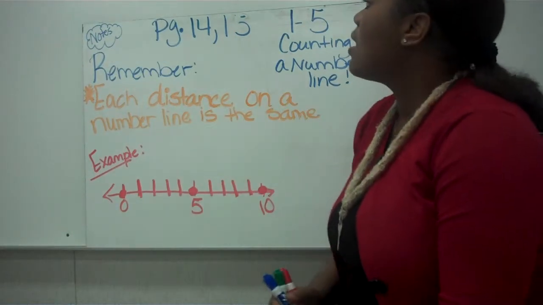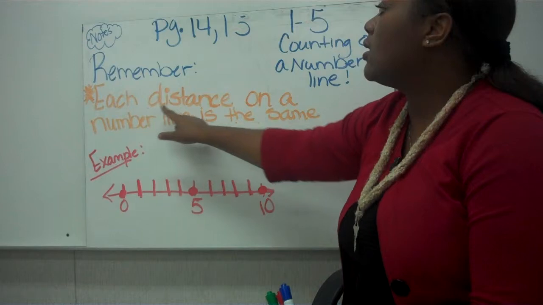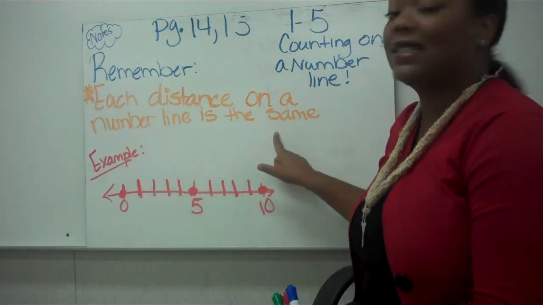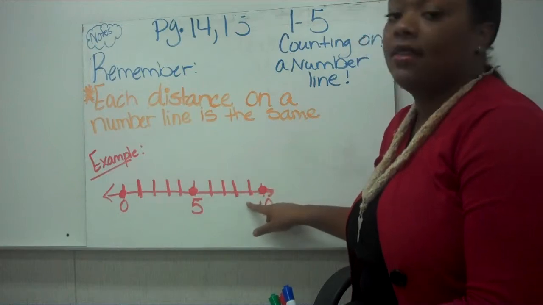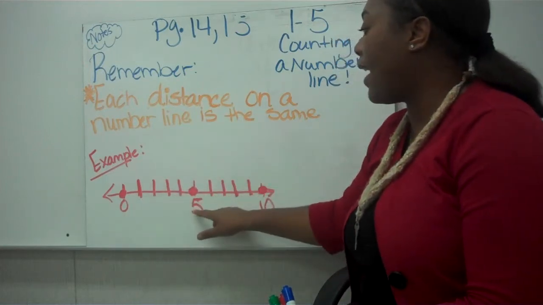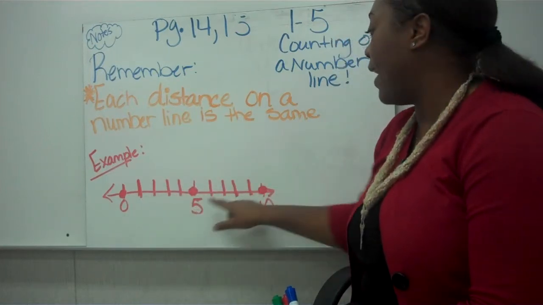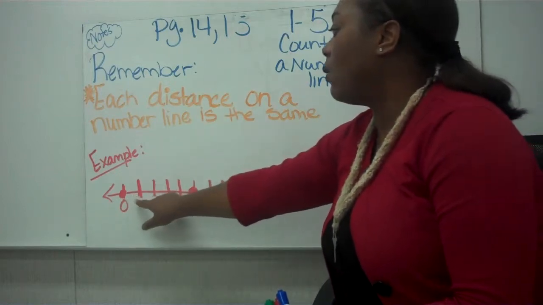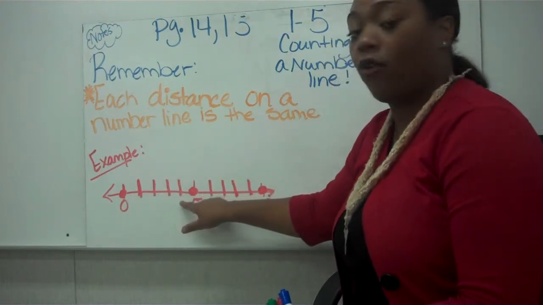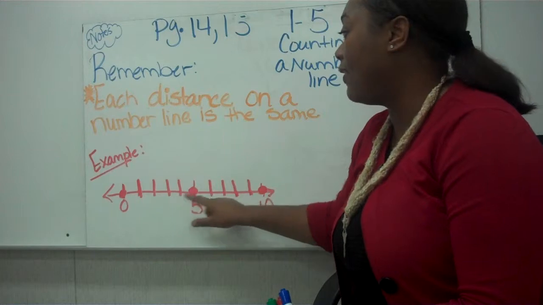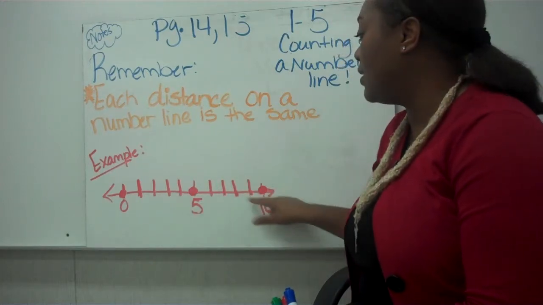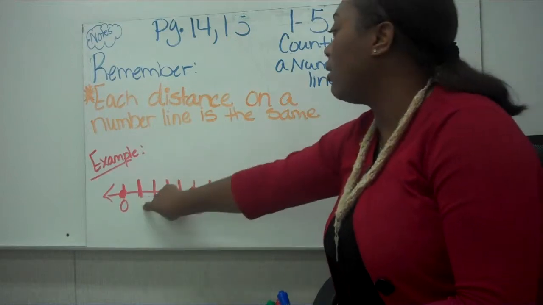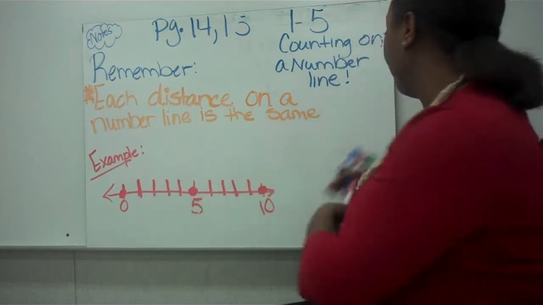Now I want you to remember that each distance on a number line is the same, always. So for example, on this number line, the distance from 0 to 5 is the same as from 5 to 10. In between it's 1, 2, 3, 4 points in between 0 and 5, and 1, 2, 3, 4 points in between 5 and 10. So the distance from here to here is the same.